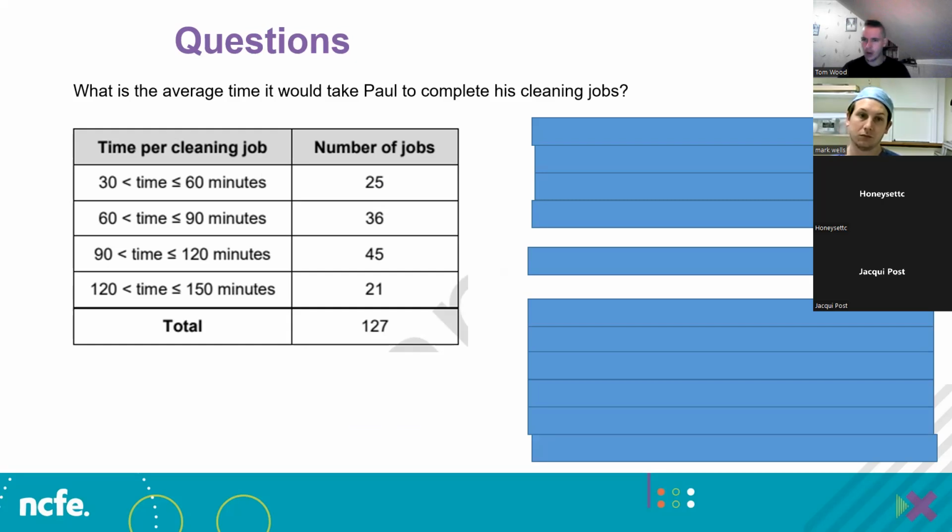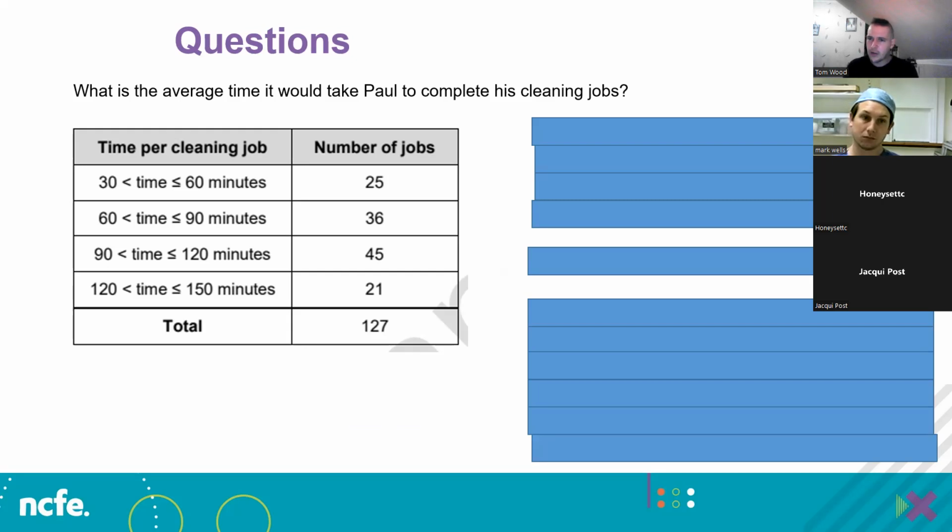The reason this is the worst type of question is normally they might give you an exact amount, like 60 minutes, 90 minutes, and so on. With this, we have to use an estimate because out of those 25 jobs, they've all taken between 30 minutes and 60 minutes. That's what these extra lines mean here. It means it's greater than 30 minutes, but equal to or less than 60 minutes. That's all this bit means, although it looks very technical with the little inequality signs.